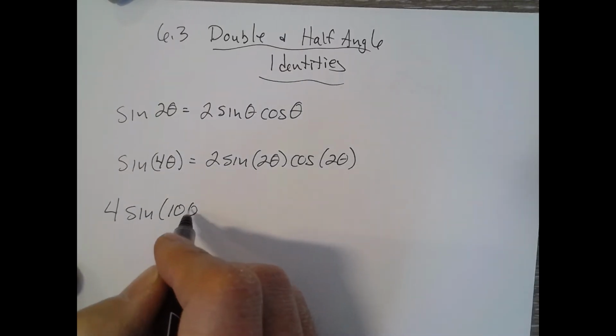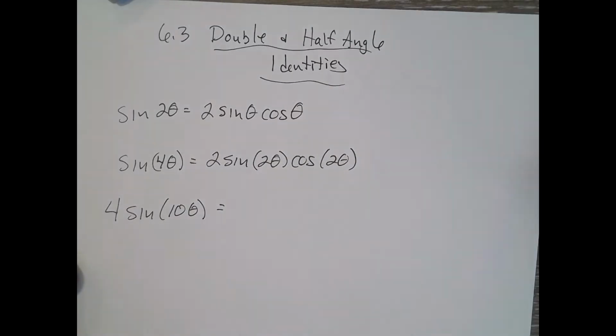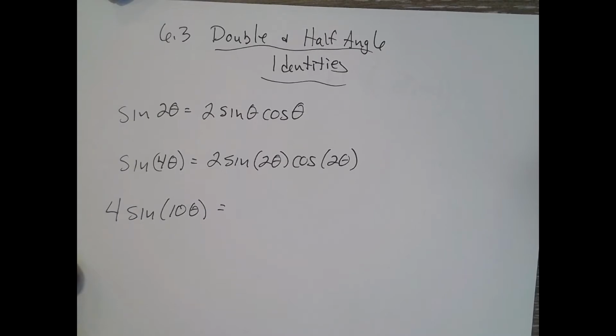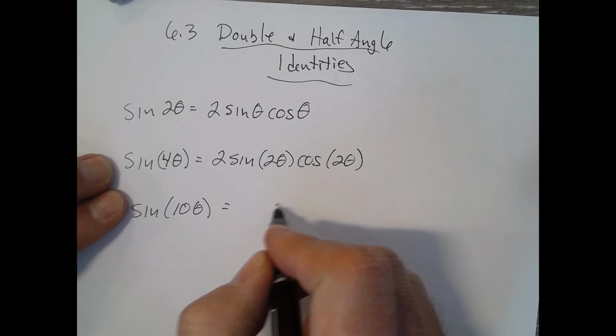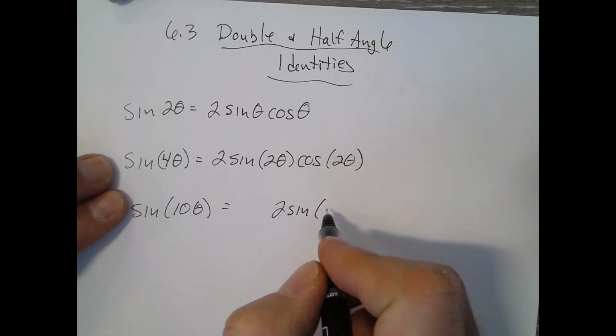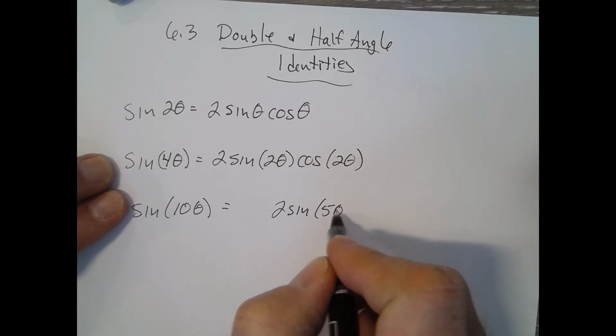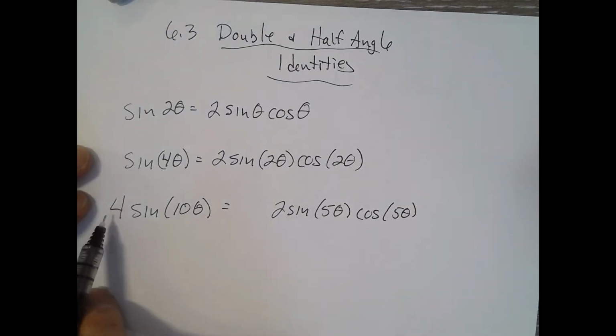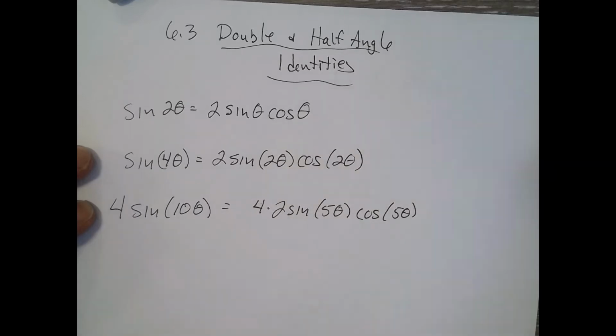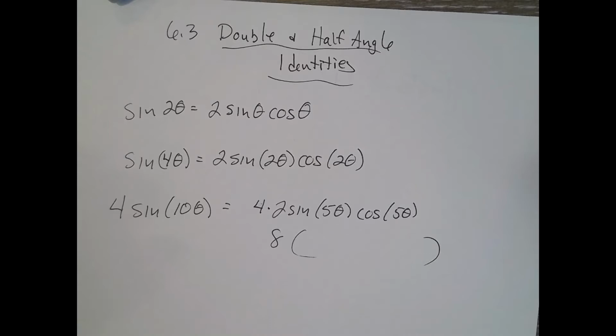10 theta, what would that equal? Well, we know sine of 10 theta is equal to 2 sine of 5 theta cosine of 5 theta. And we still have that 4 out front. So it's just 8 times that stuff. Okay, so that's double angle sine.